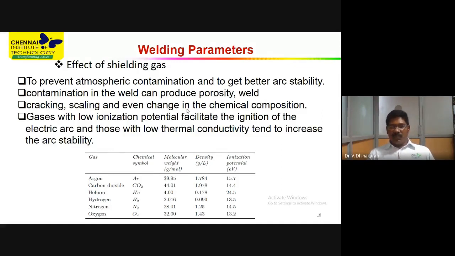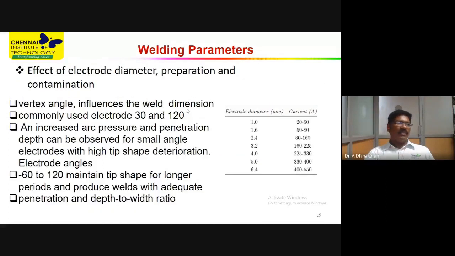Hence, the flow of gas, the amount of gas should be chosen properly. The type of gas should be chosen properly. If they are not properly chosen, it will also have some effects. Okay, then electrode diameter and preparation. So electrode diameter, the angle. Commonly 30 and 120 degree angles are found to be good during welding upon the previous experimental trials and the published literature. So the depth width ratio and penetration can be decided by carefully choosing the electrode diameter option.